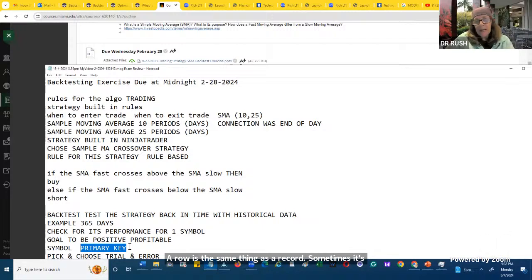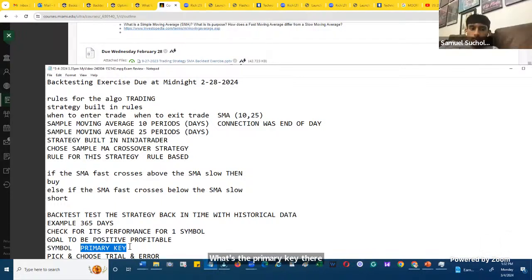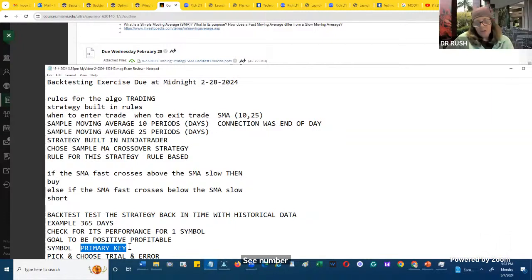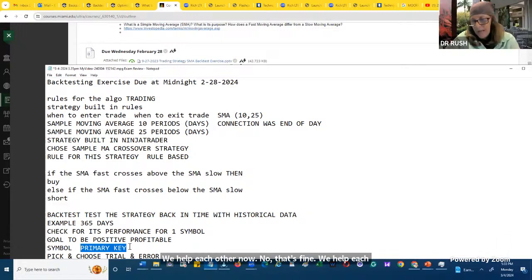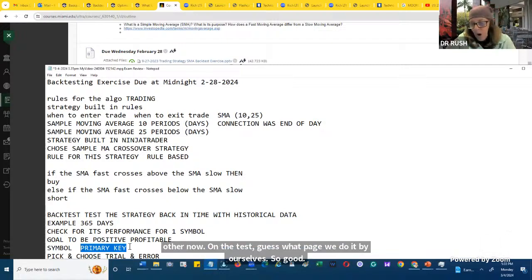So what's a primary key among those? I give you that. That's a good test question for Wednesday. I give you my grade book: C number, first name, last name, test 1. What's the primary key there? C number. Yes, I asked Paige, but that's good. We help each other now. On the test, guess what, Paige? We do it by ourselves. So it's basically what? Unique. You know that, Paige.